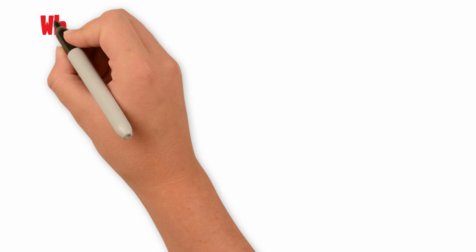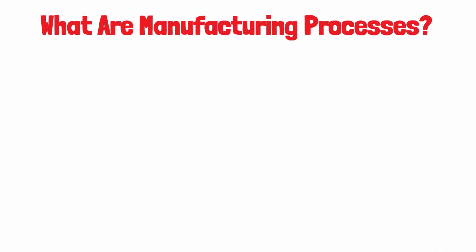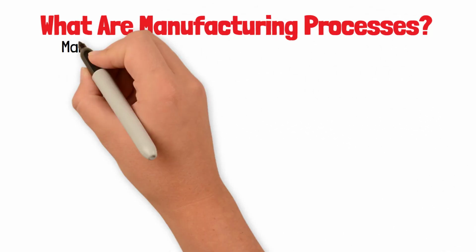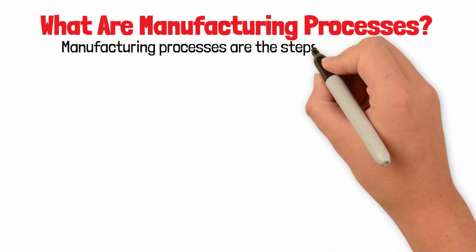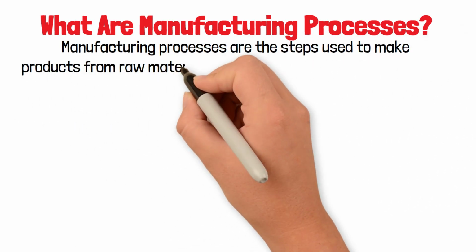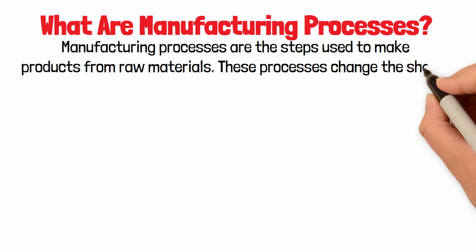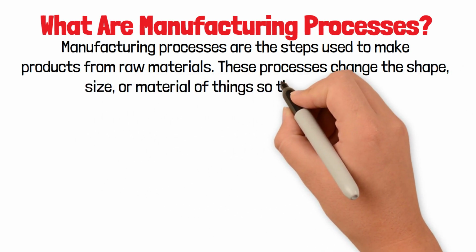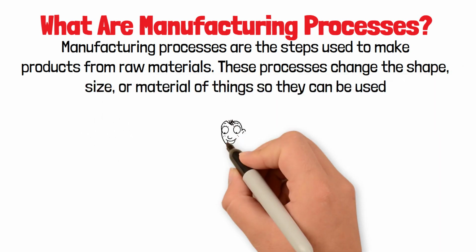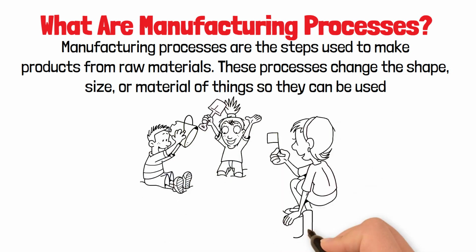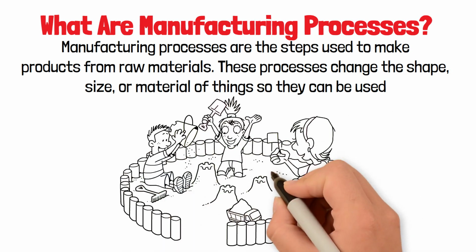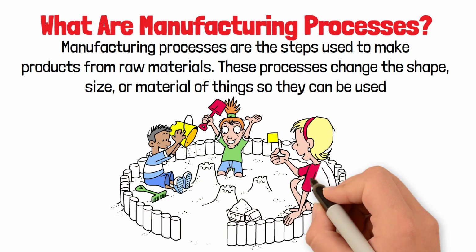What are manufacturing processes? Definition: manufacturing processes are the steps used to make products from raw materials. These processes change the shape, size, or material of things so they can be used. In simple words, it's like transforming clay into a sculpture, but with metal, plastic, wood, or other materials.